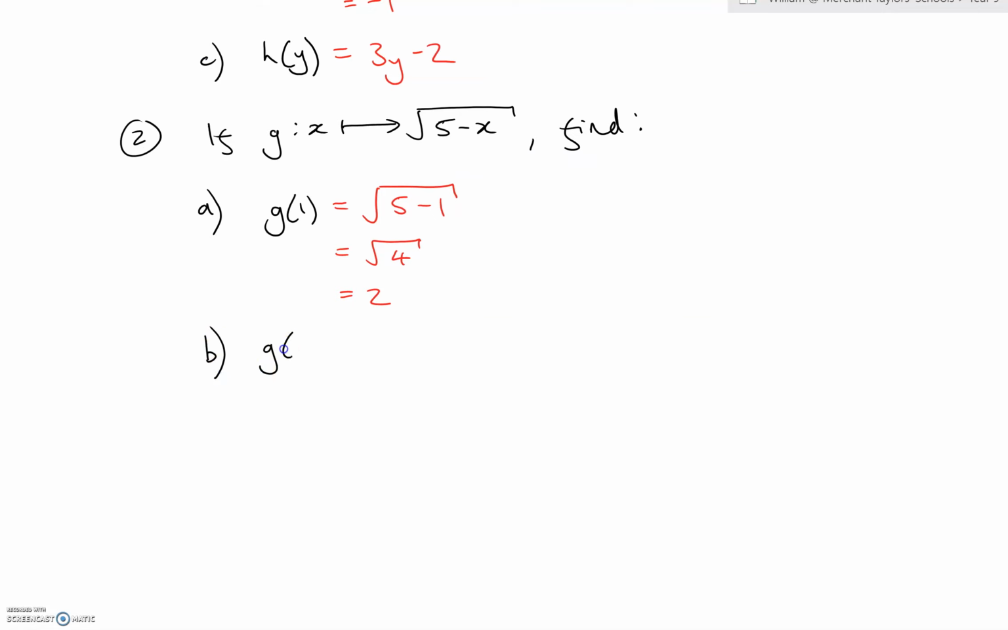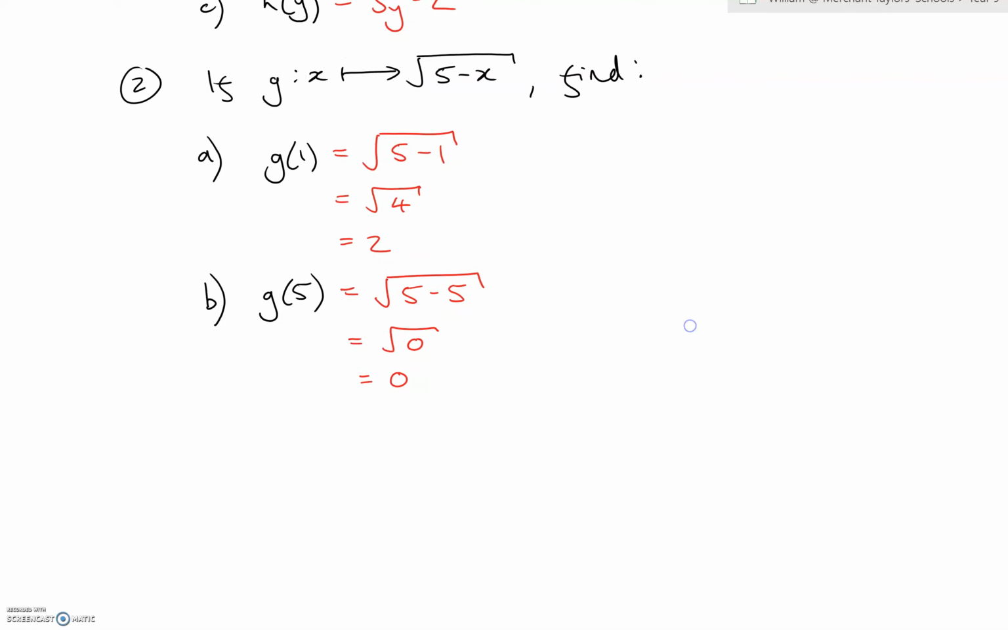g of 5. Same idea. So we replace the x. This time we replace it with a 5, and this will give me root 0, which is 0.